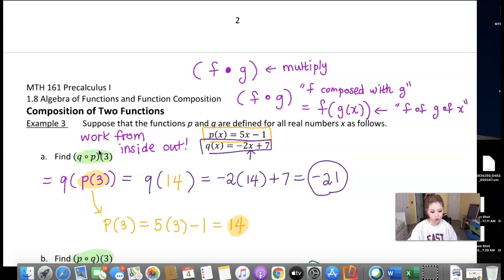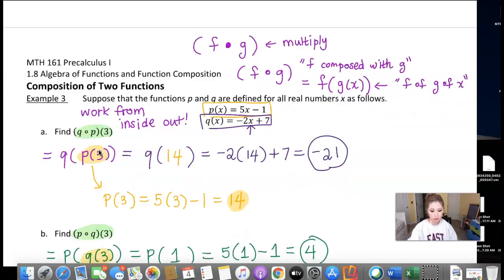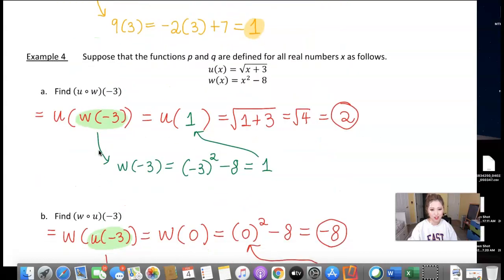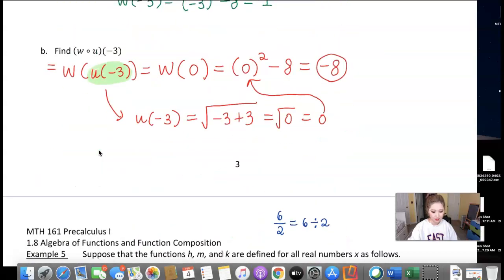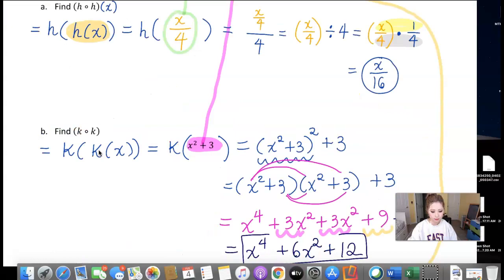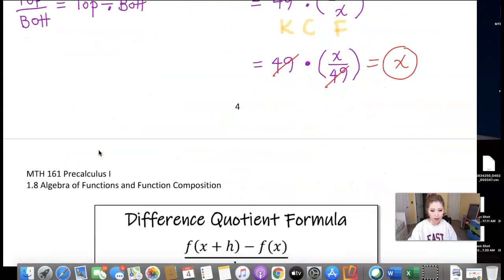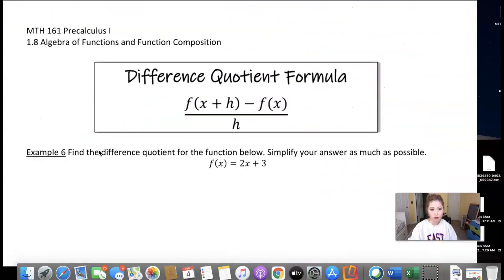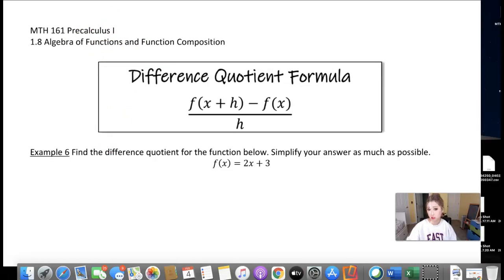In this video, we will finish section 1.8. We've talked about algebra of functions and function compositions during class, but we never got to difference quotient. So in this video, I will go over 3 examples on page 5 and 6 and show you how you can simplify difference quotient. In calculus class, you guys will actually use this to find slope of a tangent line.